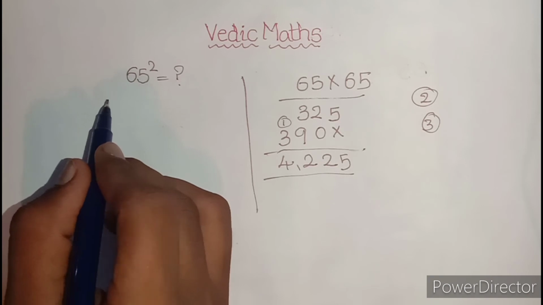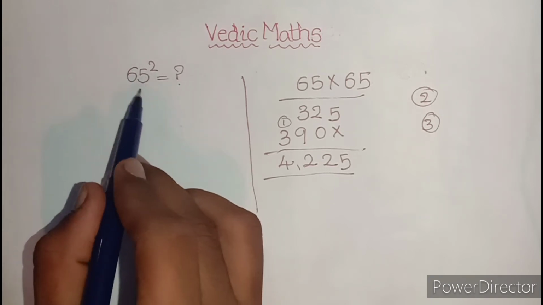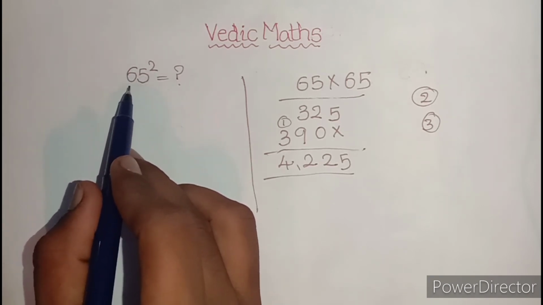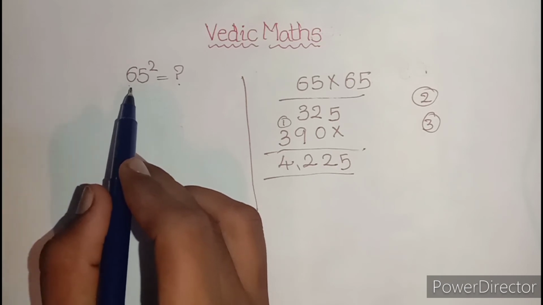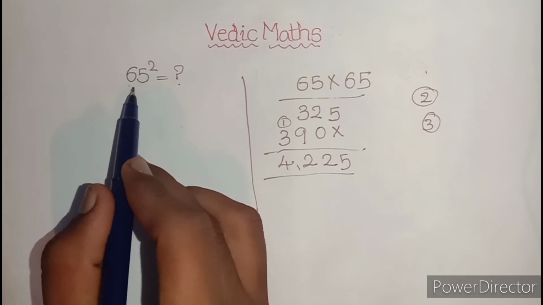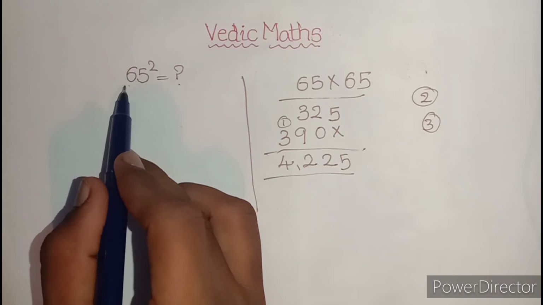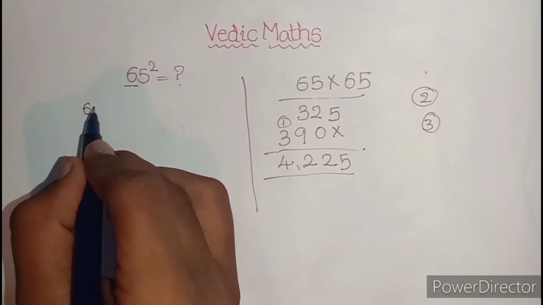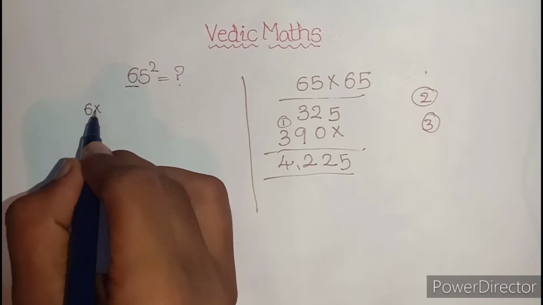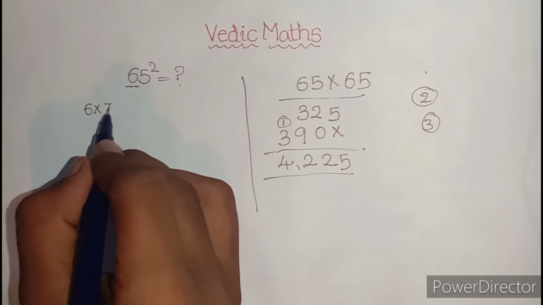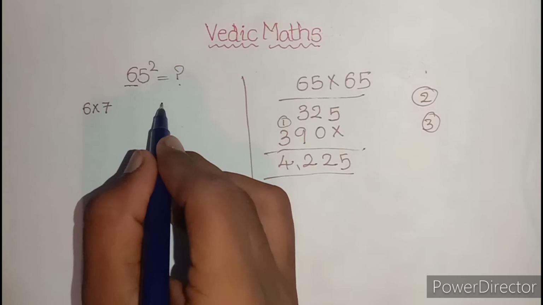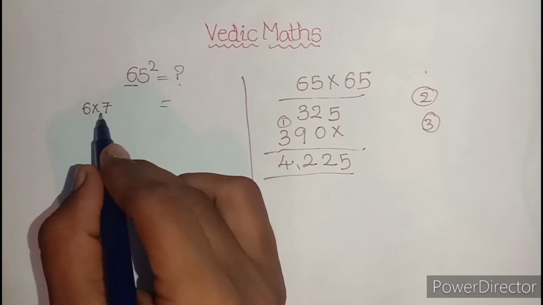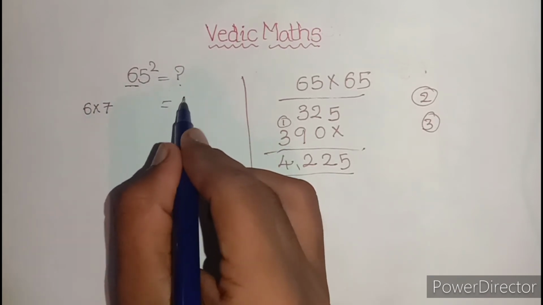So, step 1: the number before 5 is multiplied with the successor of that number. For example, here the number before 5 is 6. So multiply it with its successor. 6's successor is 7. So 6 sevens are 42.